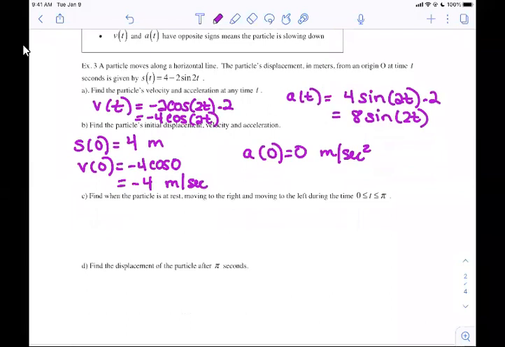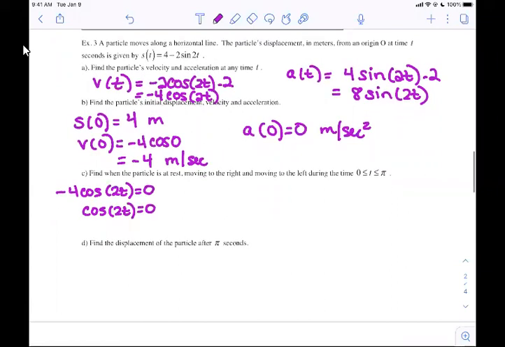Find when the particle is at rest. So this is where -4 cosine 2t is 0. So I'm going to divide by the -4. Well, this would equal pi over 2 or 3 pi over 2 for 2t. So t is pi over 4 or 3 pi over 4.